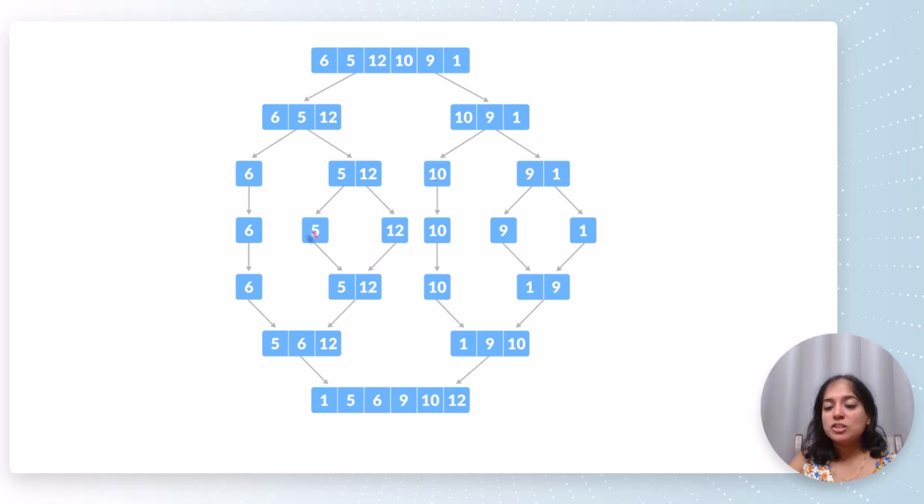Now we start merging them. Since all the elements have size 1, we start merging them. 5 and 12, if we merge them in sorted order, it will be 5, 12. 9 and 1, if we merge them in sorted order, it will be 1 and 9. Now 6 with 5, 12 will merge as 5, 6, 12 here. 10 with 1, 9 will merge as 1, 9, 10. And if we merge these both, it will become 1, 5, 6, 9, 10, 12.